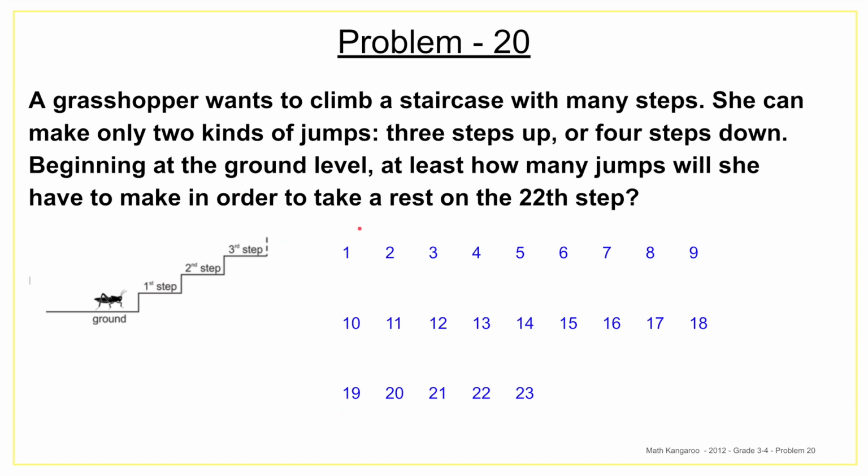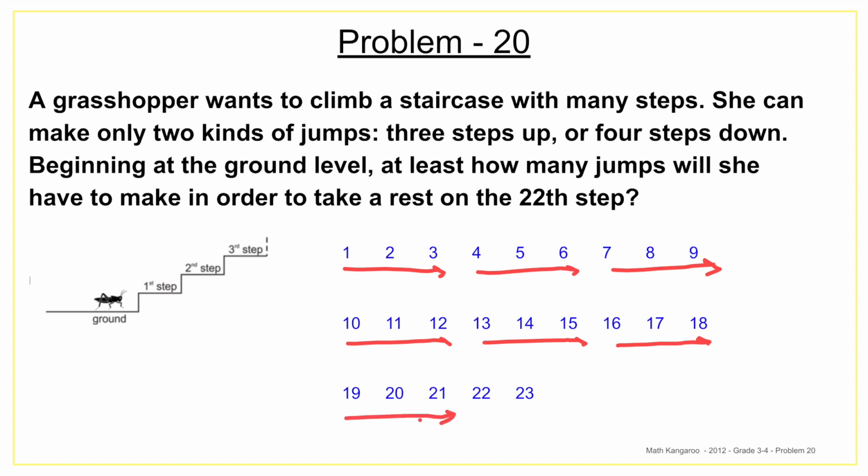Grasshopper jumps 3 steps. So we gave 1, 2, 3, 4, 5, 6, and 7. So the grasshopper jumps 7 steps. Now jump down 4 steps. So 1, 2, 3, 4, 17.